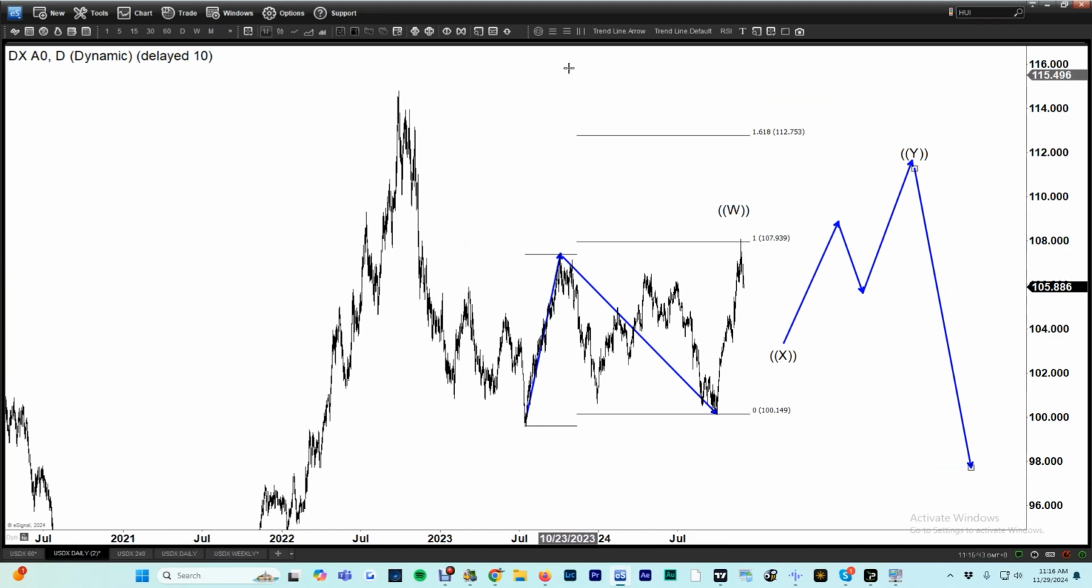Now you can see it this way. You can think about this decline. What do you think that decline is? Does it look corrective to you, or does it look impulsive to you? Now if you think this looks more impulsive, then you would think that this rally indeed is a corrective rally. In other words, it's not going to go to new high. If you think this is impulsive, then this will have to be corrective.